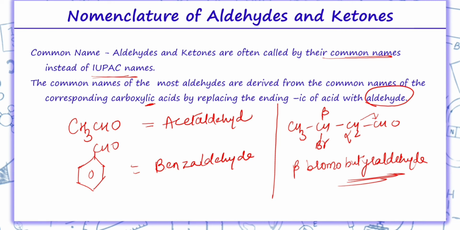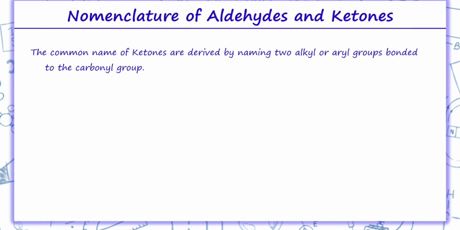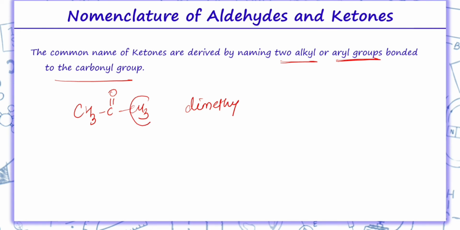This is for ketones. Similarly, the common name of ketones are derived by naming two alkyl or aryl groups bonded to the carbonyl group, like we have CH3COCH3. So this is known as dimethyl ketone, because over here methyl, here methyl. So dimethyl ketone.